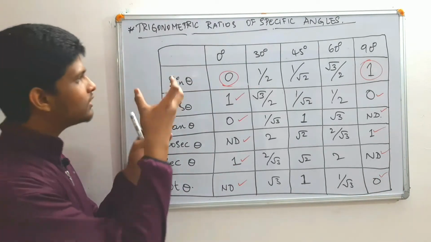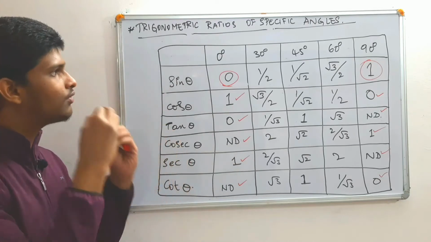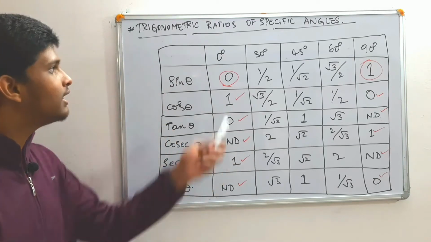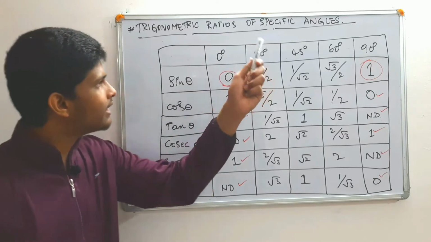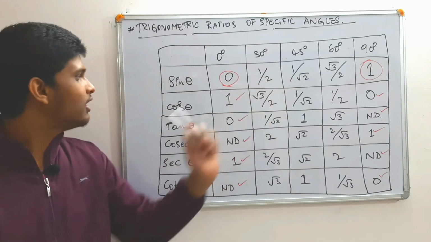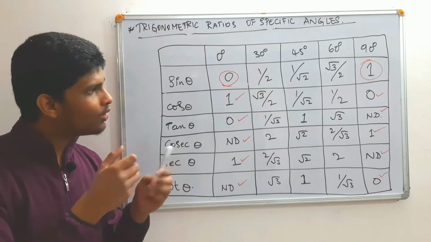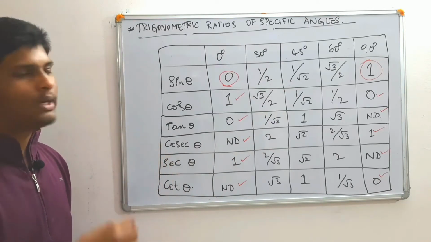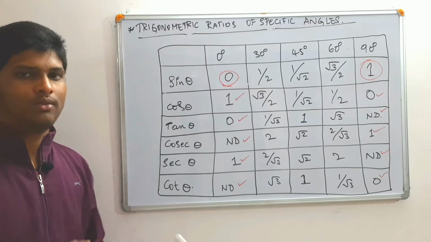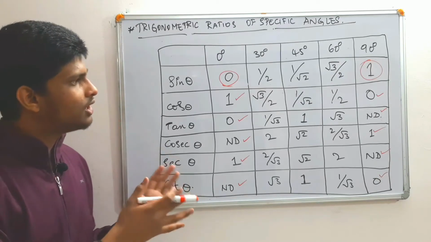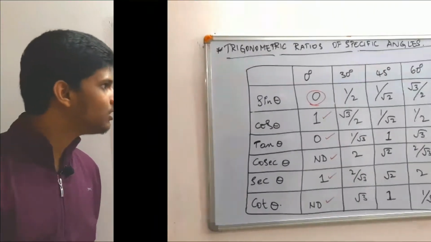I will say how these values are derived or found, and how we can prove that sine 0 is 0. How can you say it's correct, and how can you say sine 45 or cos 45 or tan 90 are all correct? We'll derive it in the next class. So for now this table is enough. If you know this table, it's enough. Just note it down or take a screenshot.